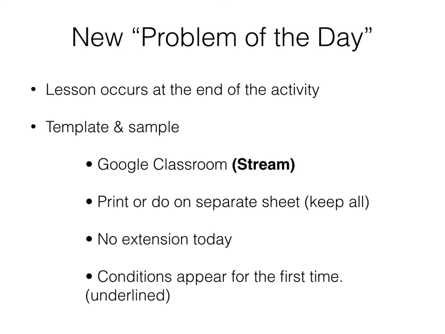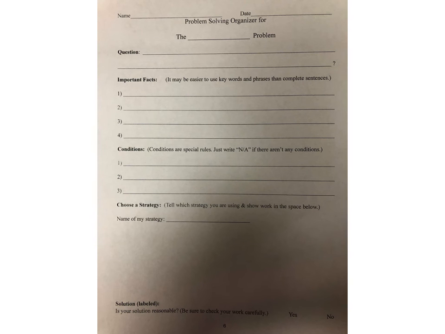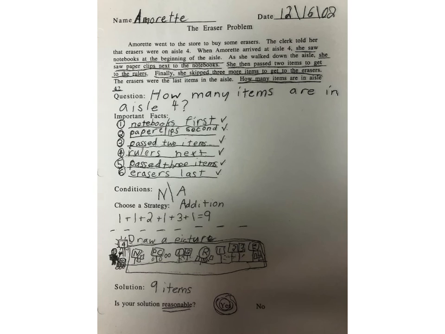For the first time, we see conditions. We have special rules that tell us what can or can't happen or that provide limits in some way. For today only, I am underlining the conditions so they're easy to find, so the kids could write them down in the condition section of the template.